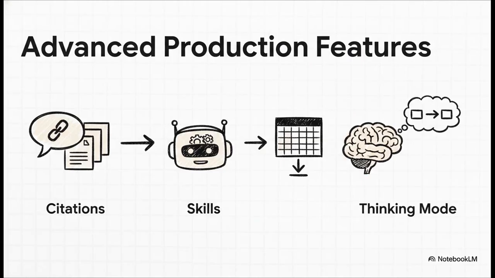And there's even more. With some models, you can get citations that actually link the answers back to your source documents, which is huge for building trust with your users. You can use skills to have the model generate and download actual Excel files, and with thinking mode, you can literally see the model's step-by-step reasoning, which is fantastic for transparency and for debugging.